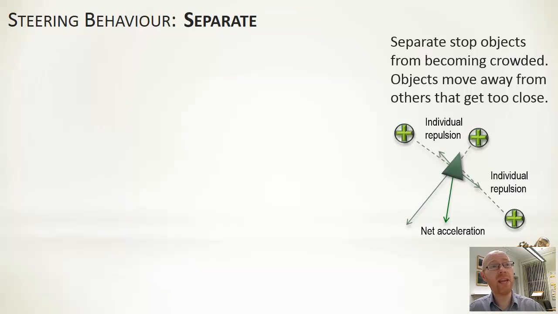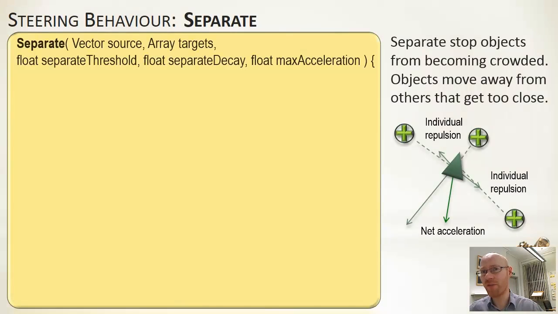Piece of pseudocode here, what we're passing in is ourselves as the source. We're assuming we have an array of targets. These are points that we want to avoid. We've got a separate threshold, so this will determine how close you can get before the object wants to run away. We've got a separate decay, and this will determine, okay, as soon as you go over my threshold, am I trying to get away immediately with a great strength, or do I wait until you're in closer to me and then I try to move away? So it really determines the strength and the immediacy of the separation.